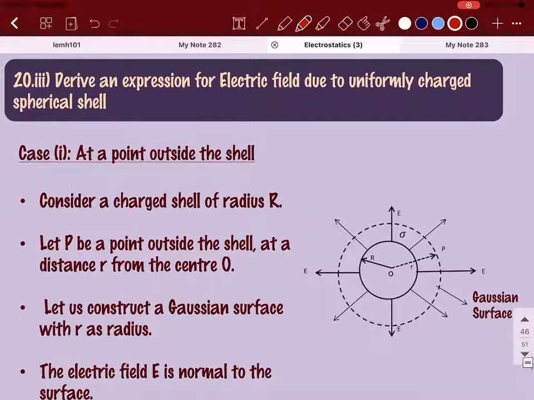So the next part is we need to derive an expression. Here also, what you're doing is you're still applying Gauss law. Don't forget it. It is an application of it. Derive an expression for electric field due to a uniformly charged spherical shell. It is not a spherical charge. What is the difference, guys?